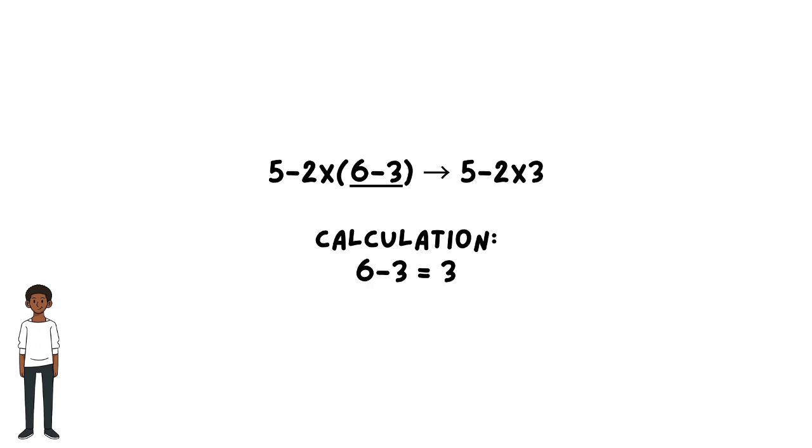Step 1. According to PEMDAS, we must evaluate what's inside the parentheses first. 6 minus 3 equals 3. This simplifies our expression down to 5 minus 2 times 3.